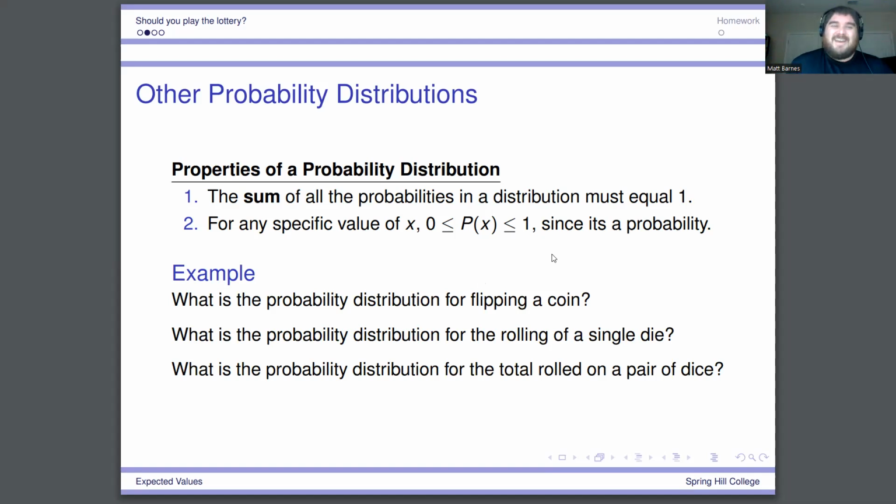We're ignoring those for now, right? So we just have heads or tails, right? So those would be our 2 outcomes, and then the probability for each of those would be 1/2 for heads, 1/2 for tails. What's the probability distribution for rolling a single-sided die?